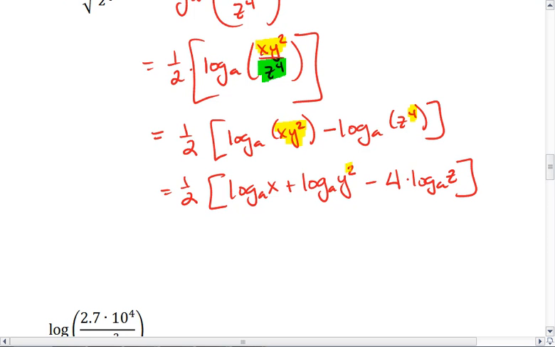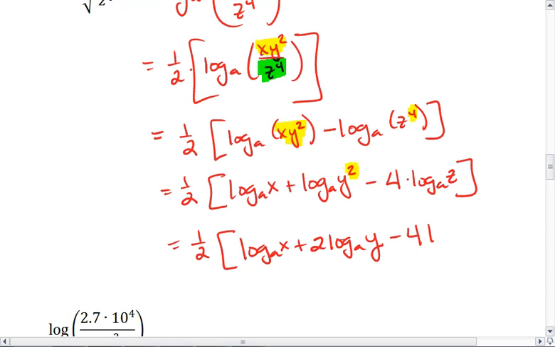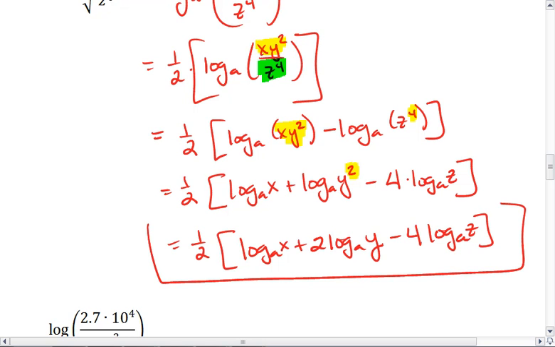And lastly, we see we have an exponent on the y as well. Thus we get 1/2 times log base a of x plus 2 log base a of y minus 4 log base a of z. And that is our final answer.